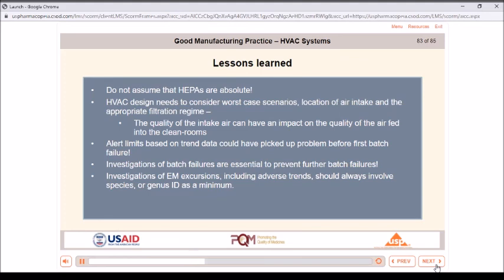This is a regulatory requirement, EU PICS Annex 1, and if the alert limits in this case had been based on the normal trend, then the problem would have been picked up much earlier, even before the first batch failure. 4. The failure to investigate after the first batch failure was inexcusable. All batch failures must be investigated. In this case, an investigation of the first failure would almost certainly have prevented further failures.